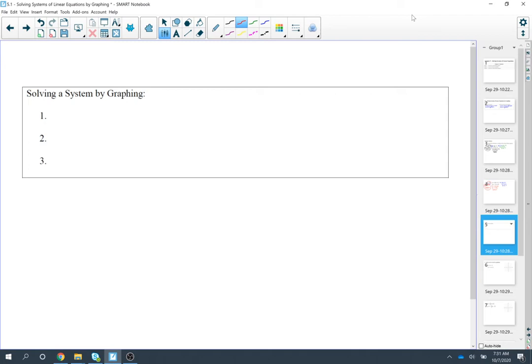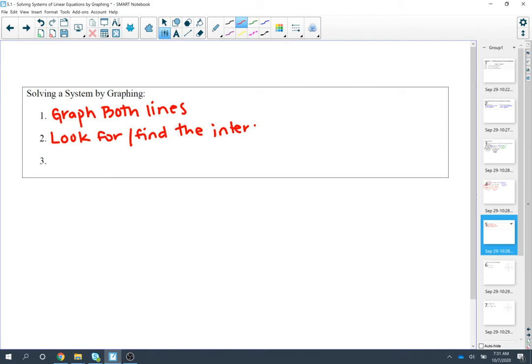Solving a system by graphing, meaning we have to figure out what the solution actually is. Step 1, we're going to graph both lines. Step 2, we're going to look for and/or find the intersection. And the intersection, of course, is where they meet or where they touch. And then number 3, we're going to check our solution.